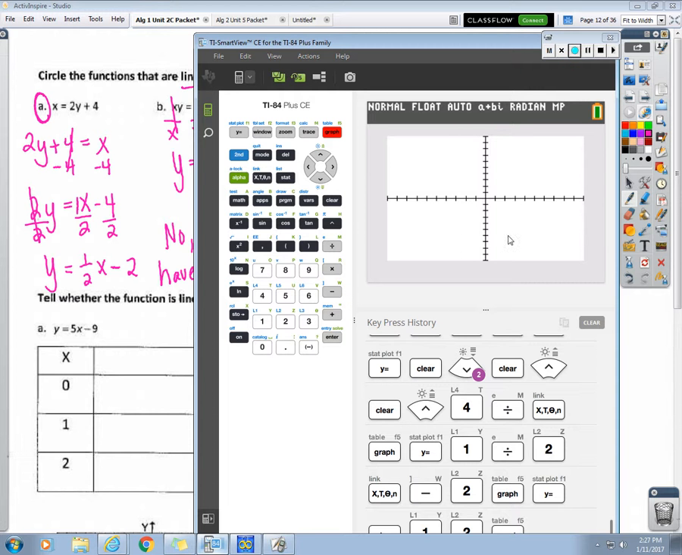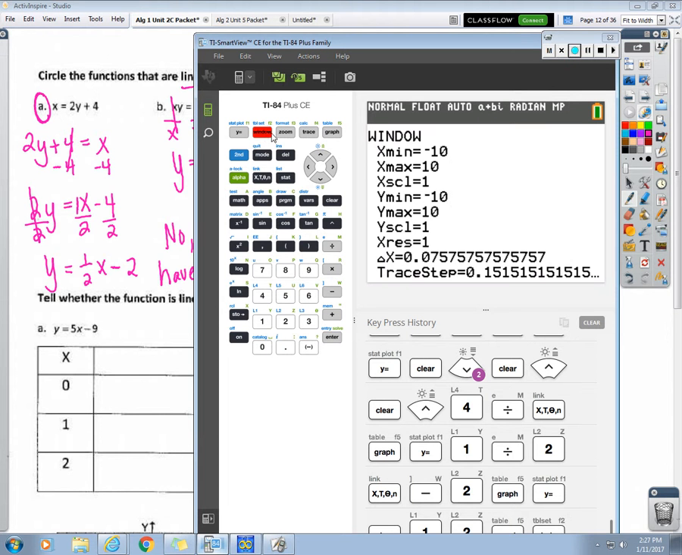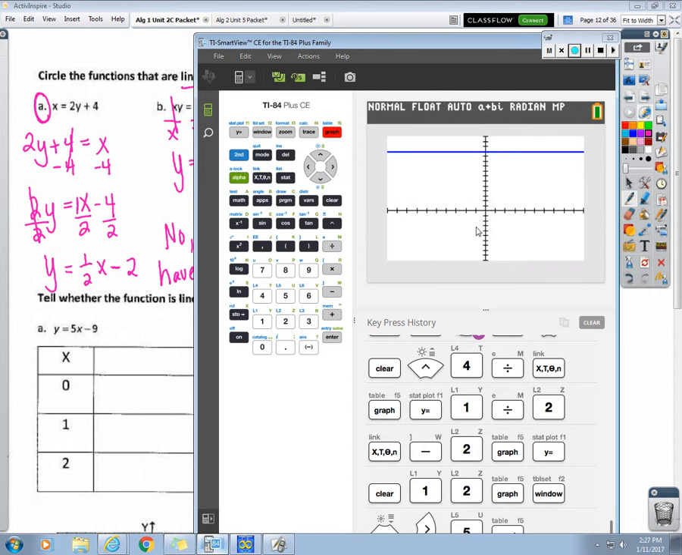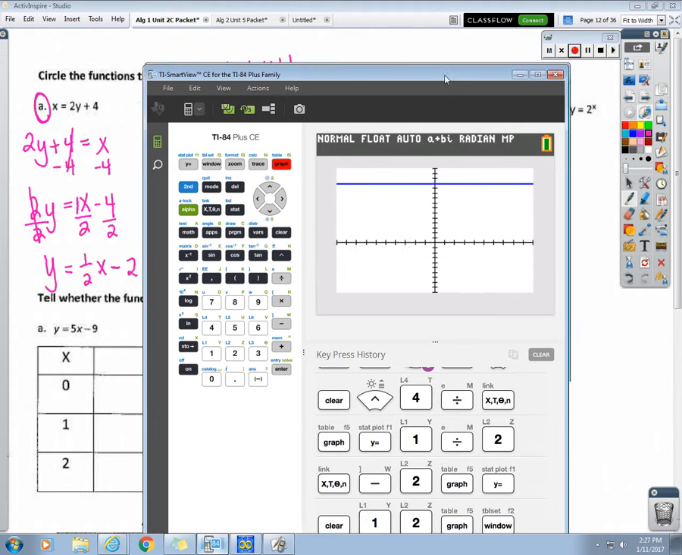What you're looking at is called the window. So if I want to change it, it currently is 10 that way, 10 that way, 10 that way, and 10 that way. Well, I obviously need to see up 12 because it said y equals 12. So I go to window, and then y max, I want to go higher on the y-axis. So I go down to y max, and I'm going to put it to like 15. And then when I hit graph, now it goes up 15 units, so now I can see where y equals 12 has been graphed. Isn't it just 12 is the y-intercept, and then the slope is 0, so that's why it's a horizontal line? So it's linear.